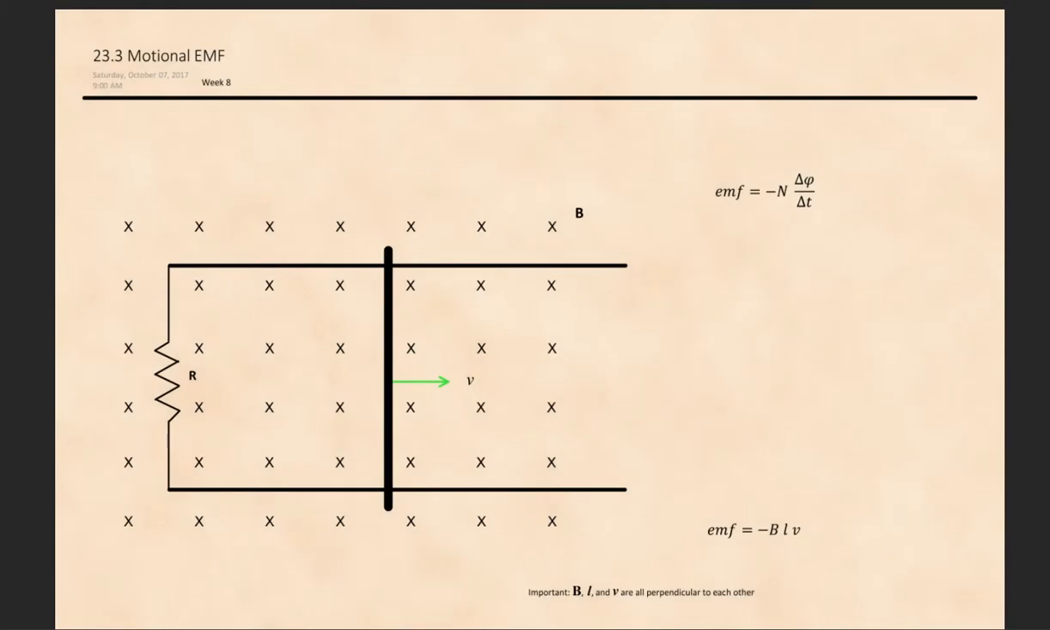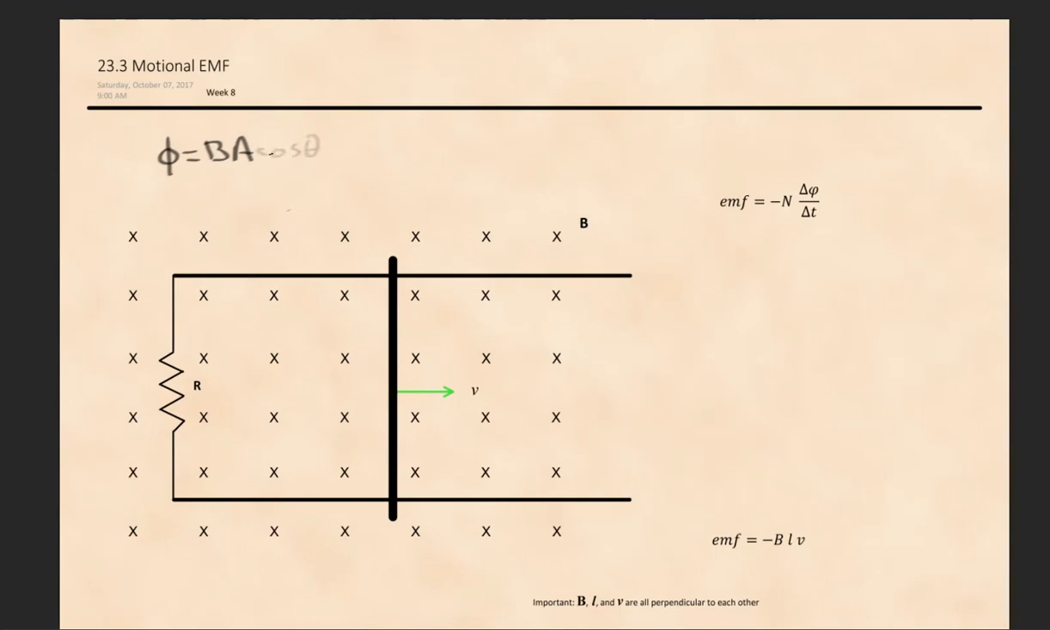Section 23.3 deals with motional EMF. Now remember flux, we define flux as B times A times cosine of theta, where again theta is the angle between B and A. In this case, B is into the page and A is also perpendicular to the page.